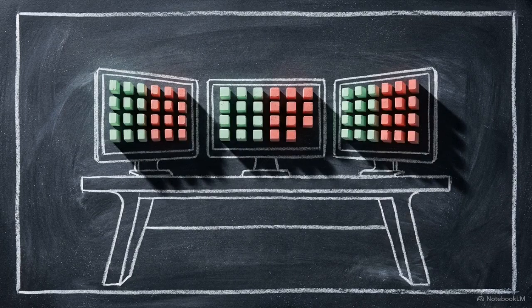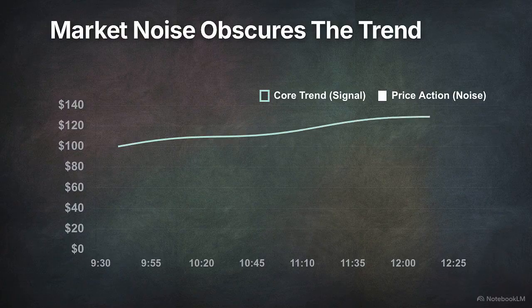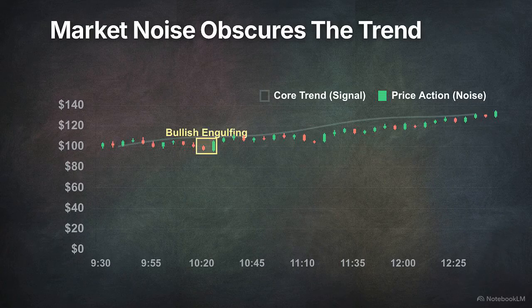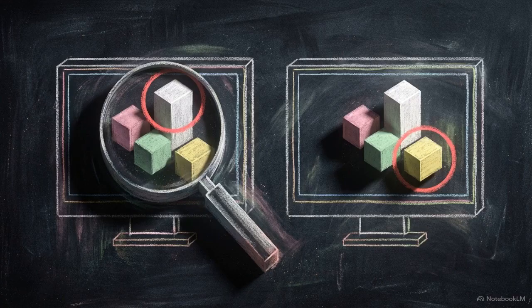Look at the structure of this standard chart. To navigate it, traders are required to memorize over 100 distinct context-dependent formations, scanning constantly for a bullish engulfing, a morning star, or a harami. Because no two chart setups are identical, identifying these patterns relies on individual visual translation.